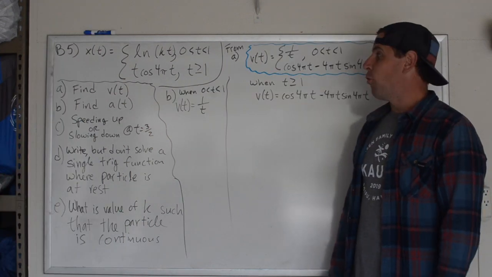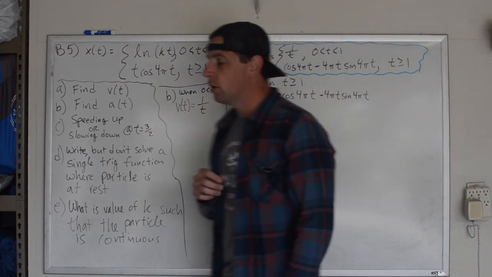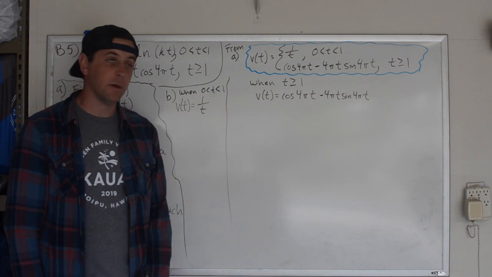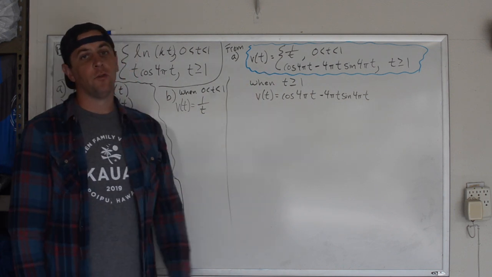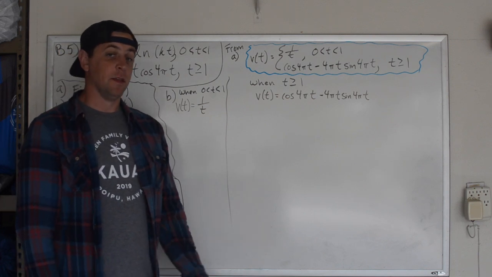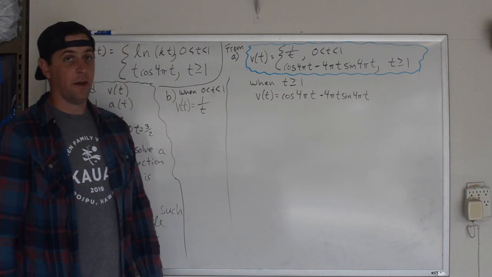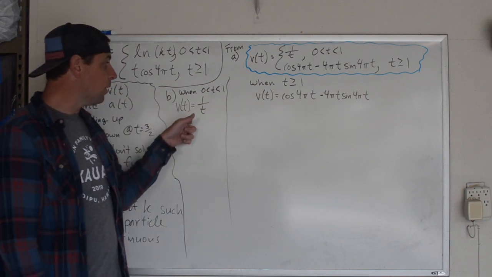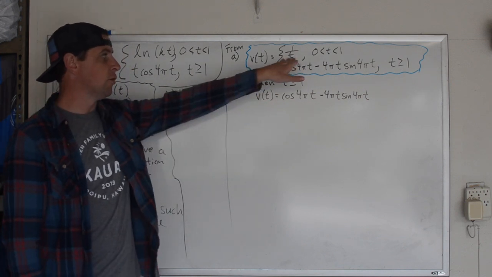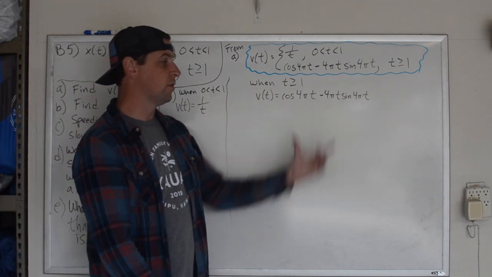Alright, we're back here for part B. So in part A, I found v of t. I've written it up here in blue. I wrote it as a piecewise function in case you wanted to see what it would look like written that way. For part B, what they've asked me to do is to find a of t. I know that a of t means the acceleration, or the derivative of the velocity. So I need to take the derivative of each piece here. When t is between 0 and 1, I'm taking the derivative of my first piece. And when t is greater than or equal to 1, I'm taking the derivative of the second piece.